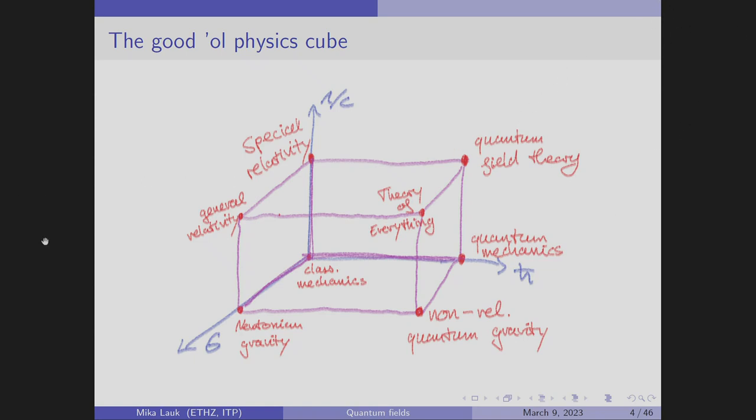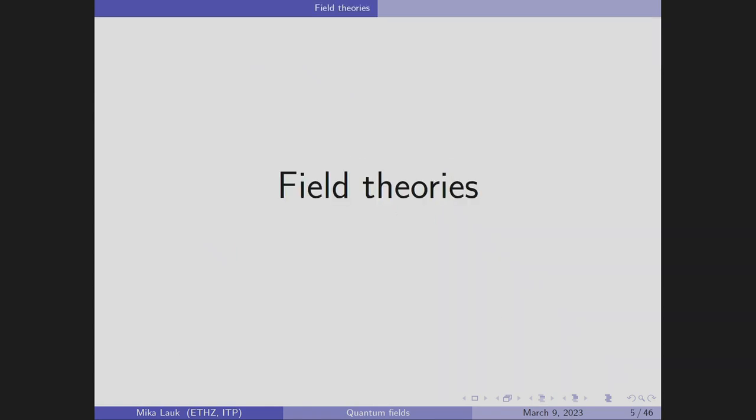I put this for completion. I could have just drawn the back part of this. I put in all of the gravity stuff as well as the theory of everything here, which we have no idea what that is. So this is also a way to see it.